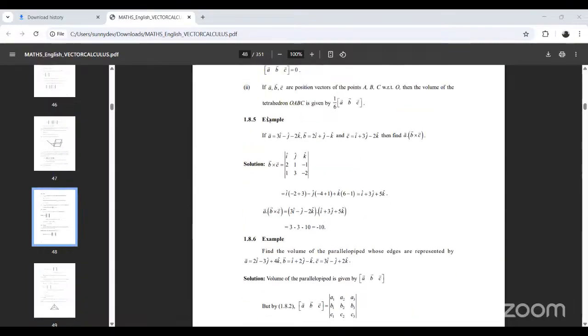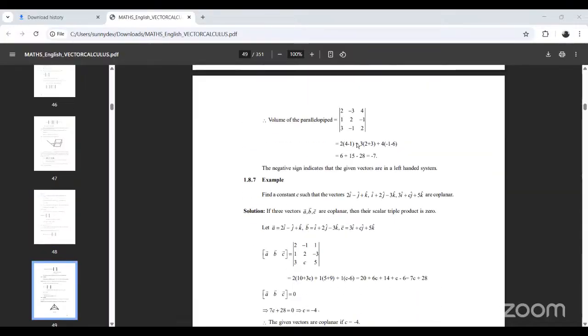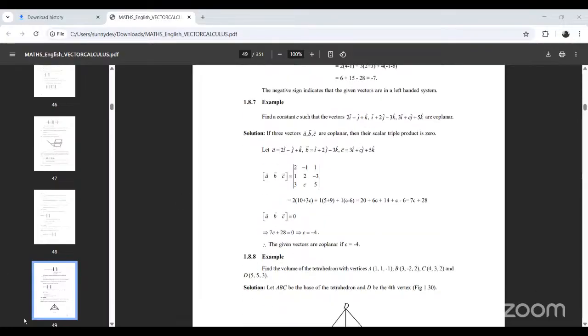So for the short answers also, it is very important. How can we find A cross B cross C? Yes, so this is the most important. Find the value of C if three vectors are coplanar. What does collinear mean before we discuss? Three points lie on the same line, that is collinear. What does coplanar mean? Three vectors lie on the same plane, that is called coplanar.